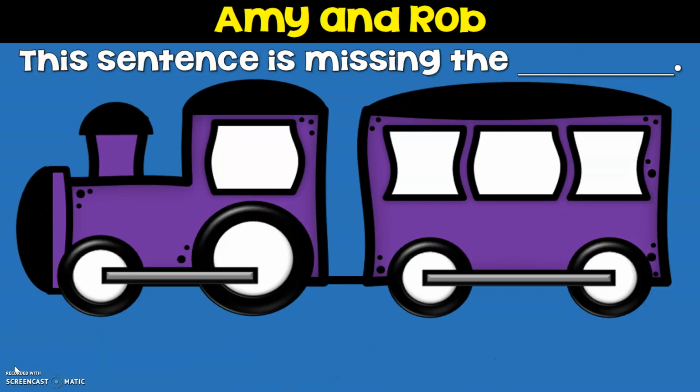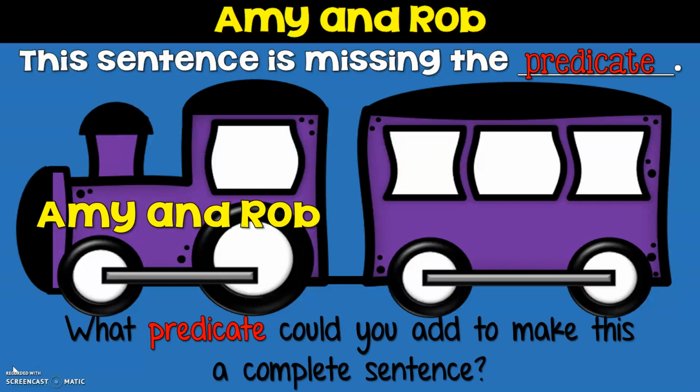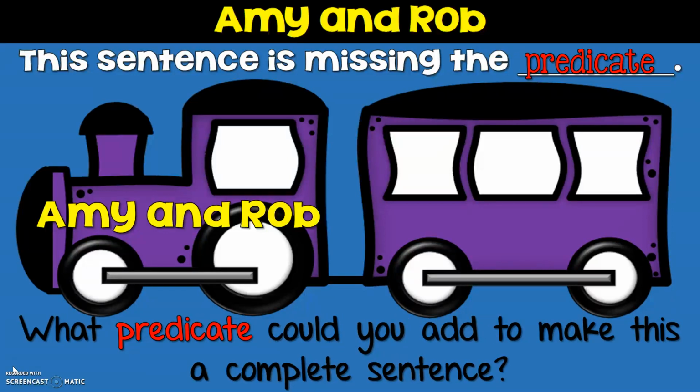All right, next sentence. This sentence is missing what? Amy and Rob. All right, we're getting good at this. If you said predicate, you are correct. Amy and Rob are our subject. We don't know what they did though. So we place the subject on our engine cart. What predicate could you add to make this a complete sentence?